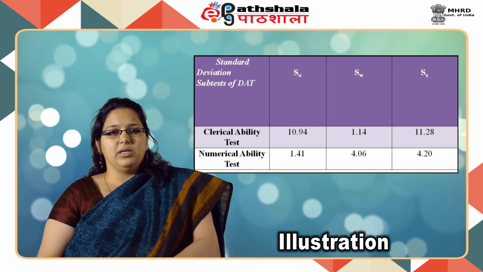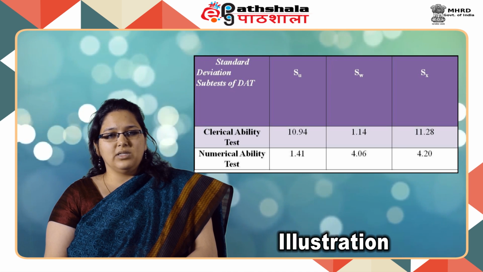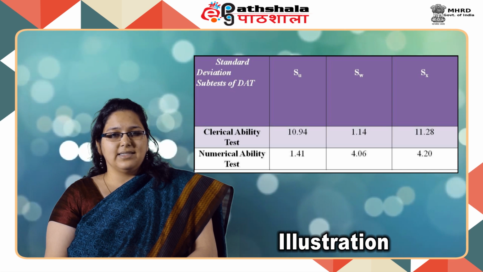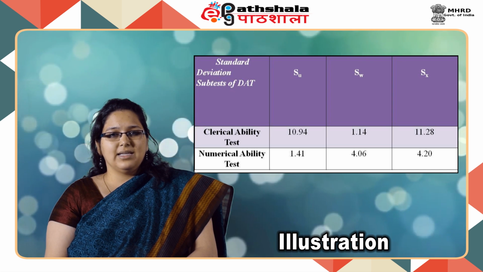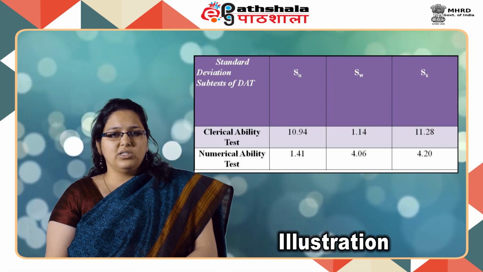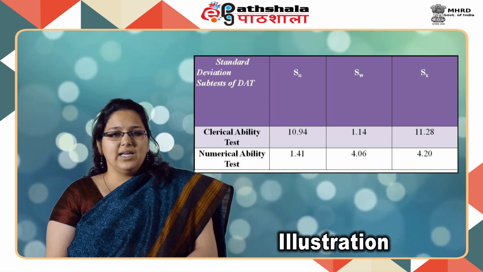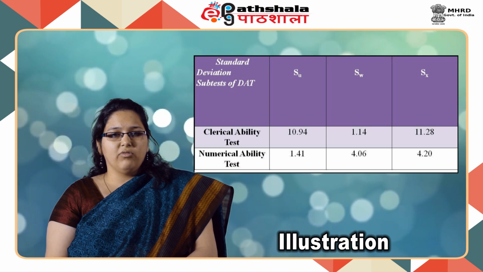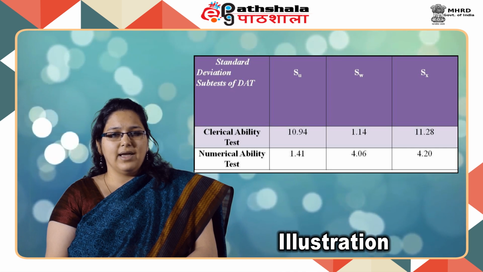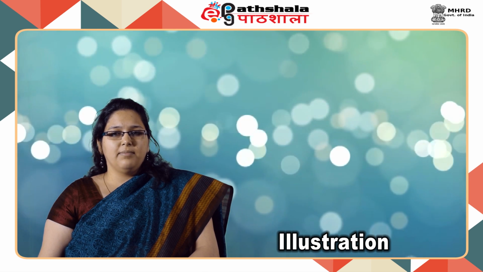For the numerical ability test, Sw by Sx is equal to 4.06 by 4.20, which is equal to 0.97, and Su by Sx is equal to 1.41 by 4.20, which is equal to 0.34. Therefore, since 0.97 is greater than 0.34, Sw by Sx is more than Su by Sx. Thus, the numerical ability test is a power test.